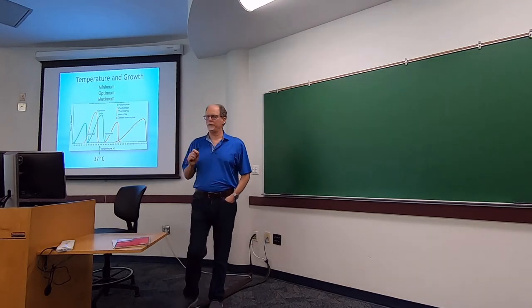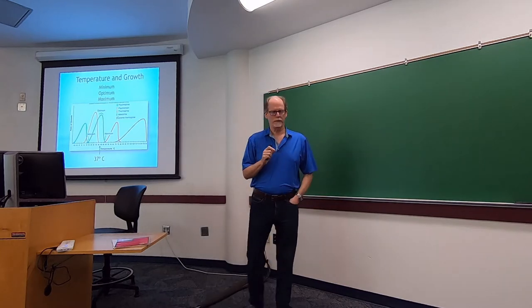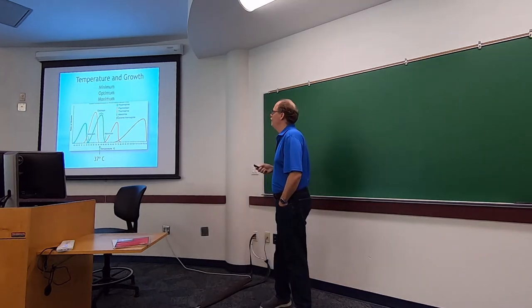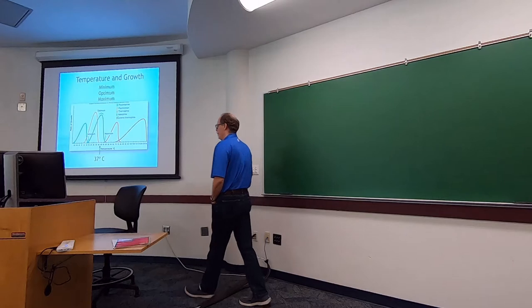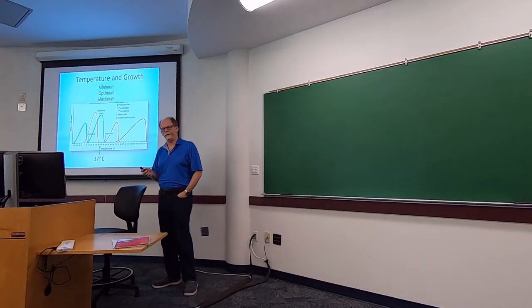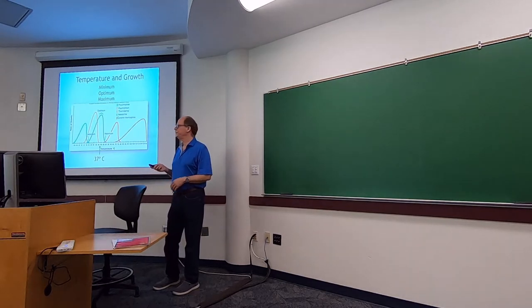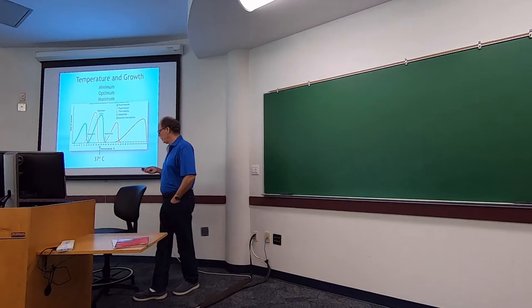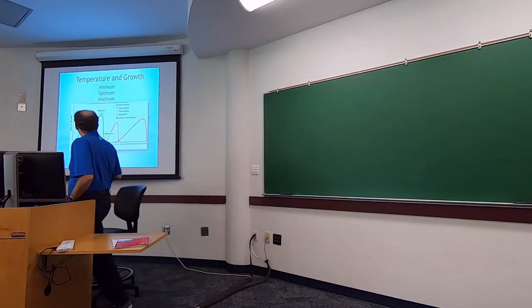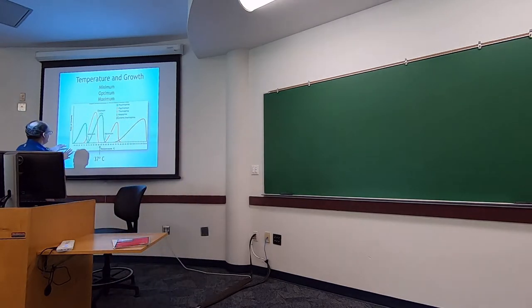So what we're going to do in the remaining part of this section is go through the physical requirements required to grow bacteria. Temperature will be the first. And this figure shows how many bacteria are growing on the y-axis, at various temperatures.